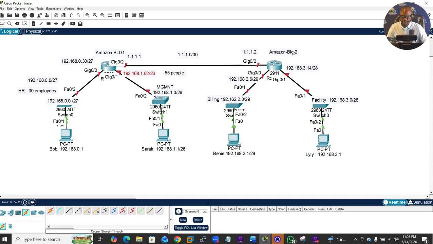Okay, and then building 2 will have the building department and the facility department. The building department will have 192.168.2.0/29, and the last usable will be placed on the G0/0 of the building 2 router. And then also the facility department in the same building 2 has the network address of 192.168.3.0/28, and the last usable is 192.168.3.14/28. The IP addresses have already been assigned on the PCs. So what we need to do now is configure the routers, okay?